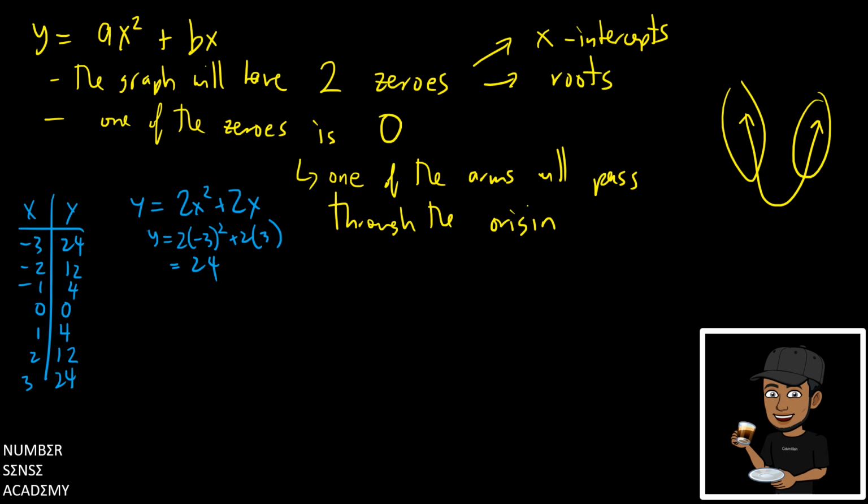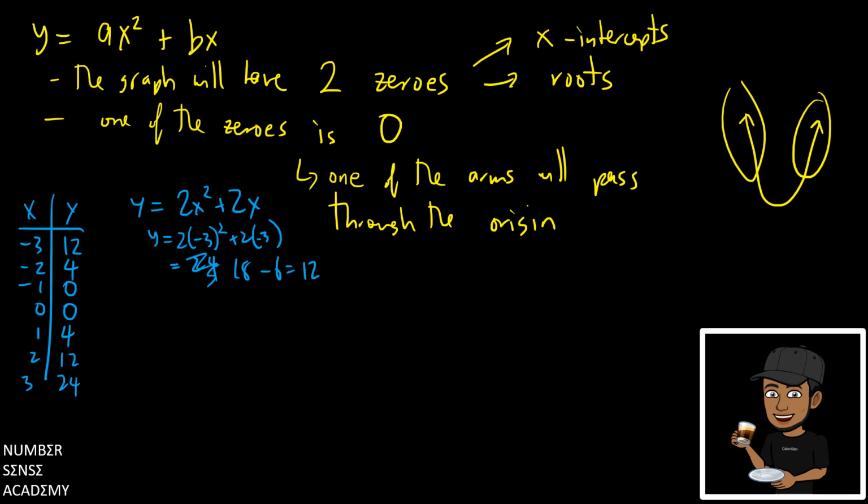Okay, so let's look at this again. Something is not quite right. So if it's -3, see, big mistake. Forgot the -3. So it's going to be 18 minus 6, which is 12. So this is 12, and if I do that right, I'm going to get 4. I have 12, 4, 0, 0, 4, 12, and 24.